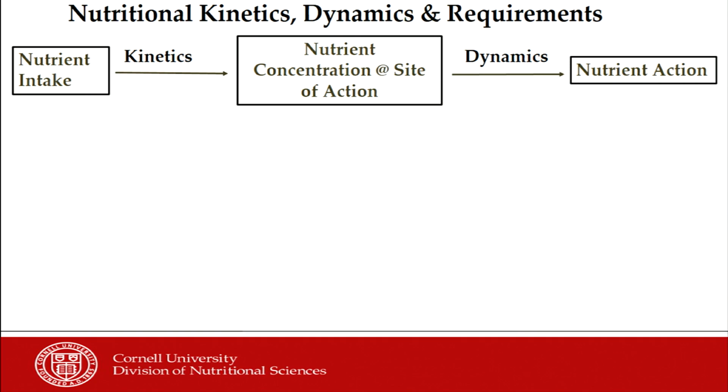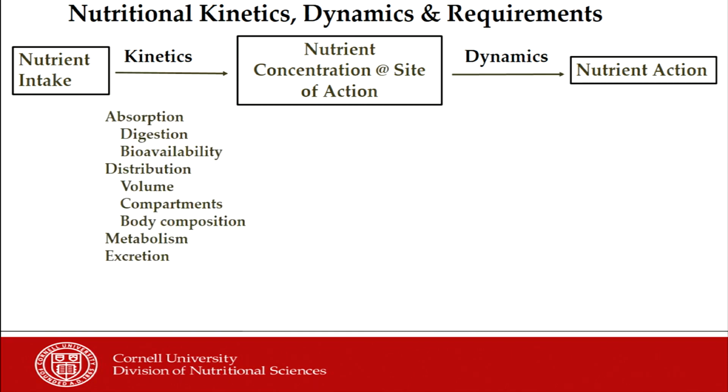So nutrient intakes. Nutrients are consumed. There's a kinetic set of processes that result in a nutrient concentration at the site of action, and there are dynamic processes that result in the nutrient action at that site. These kinetic processes include absorption, digestion, and bioavailability. They include distribution in terms of the volume and the compartments in which the nutrient is distributed, metabolism, and excretion at a minimum.